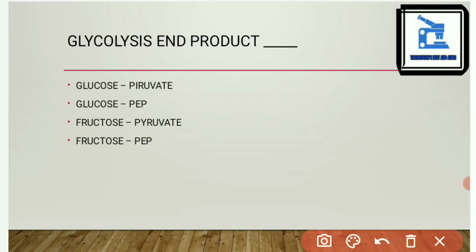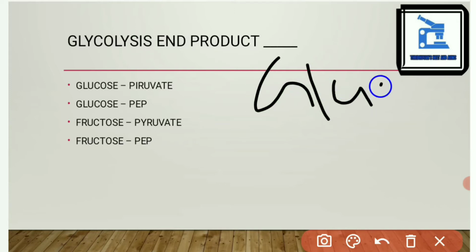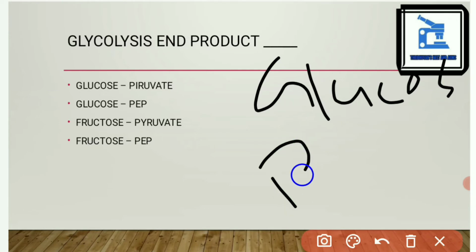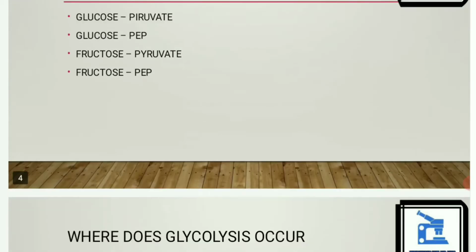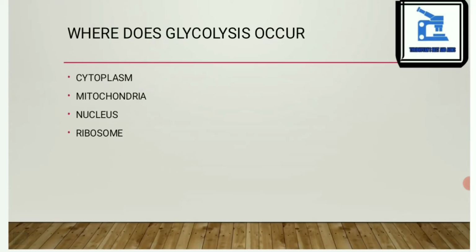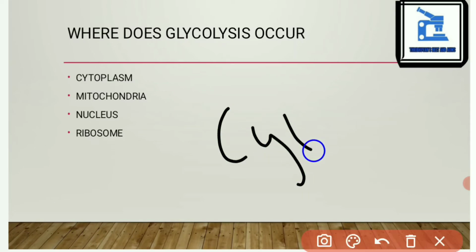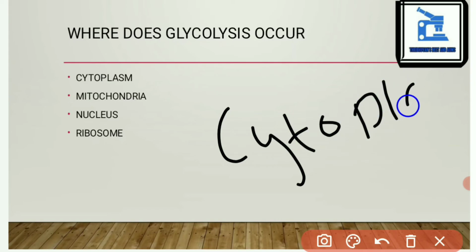And the next numerical is, the glycolysis end product is. Glycolysis: glucose to pyruvate. The first step is glucose and the end product is pyruvate. And the next numerical is, where does glycolysis occur? Glycolysis occurs in the cytoplasm.